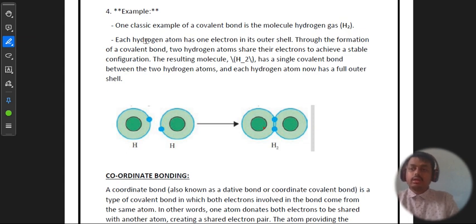This is very important because this does not follow the octet rule. This follows the duet rule, which is an exception. And H2 has a single covalent bond between two hydrogen atoms, and each hydrogen atom now has a full outer shell of 2 electrons.